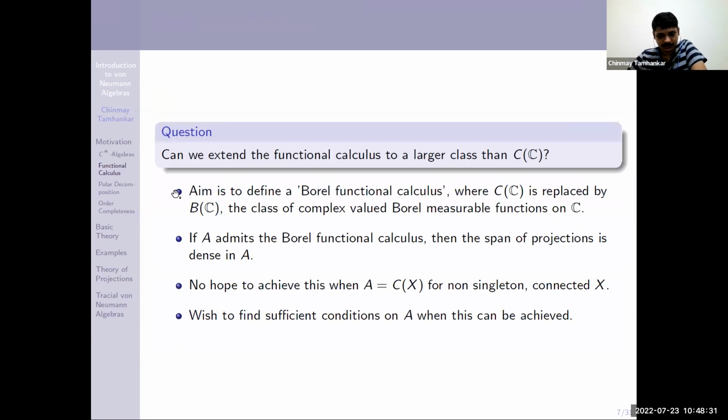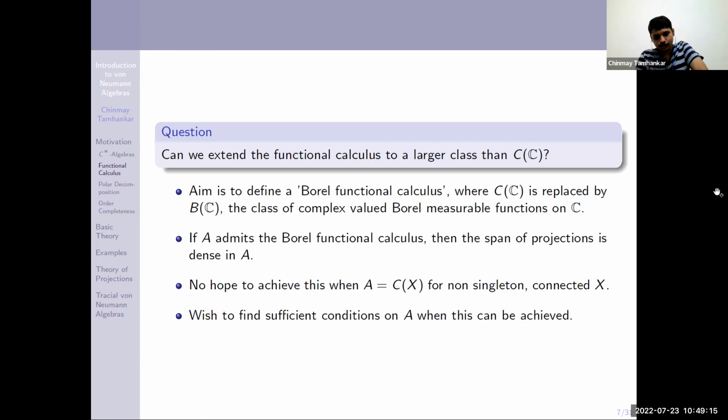So we want to define this Borel functional calculus, where now we want to extend this to the class of measurable functions. And note that suppose this C-star algebra A admits the Borel functional calculus, then since simple functions are dense in the space of any bounded subset of the complex plane, we get that the span of projections will be dense. And obviously this cannot happen when A is equal to C(X) for some non-singleton finite set of points, because this C(X) won't have any non-trivial projections.